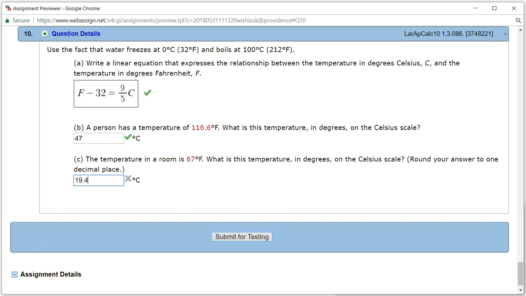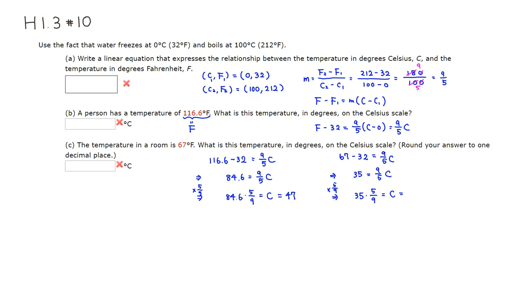Let's check the answer. It came back and it looks like we got this one correctly. All right, that's it. I hope that this was clear.